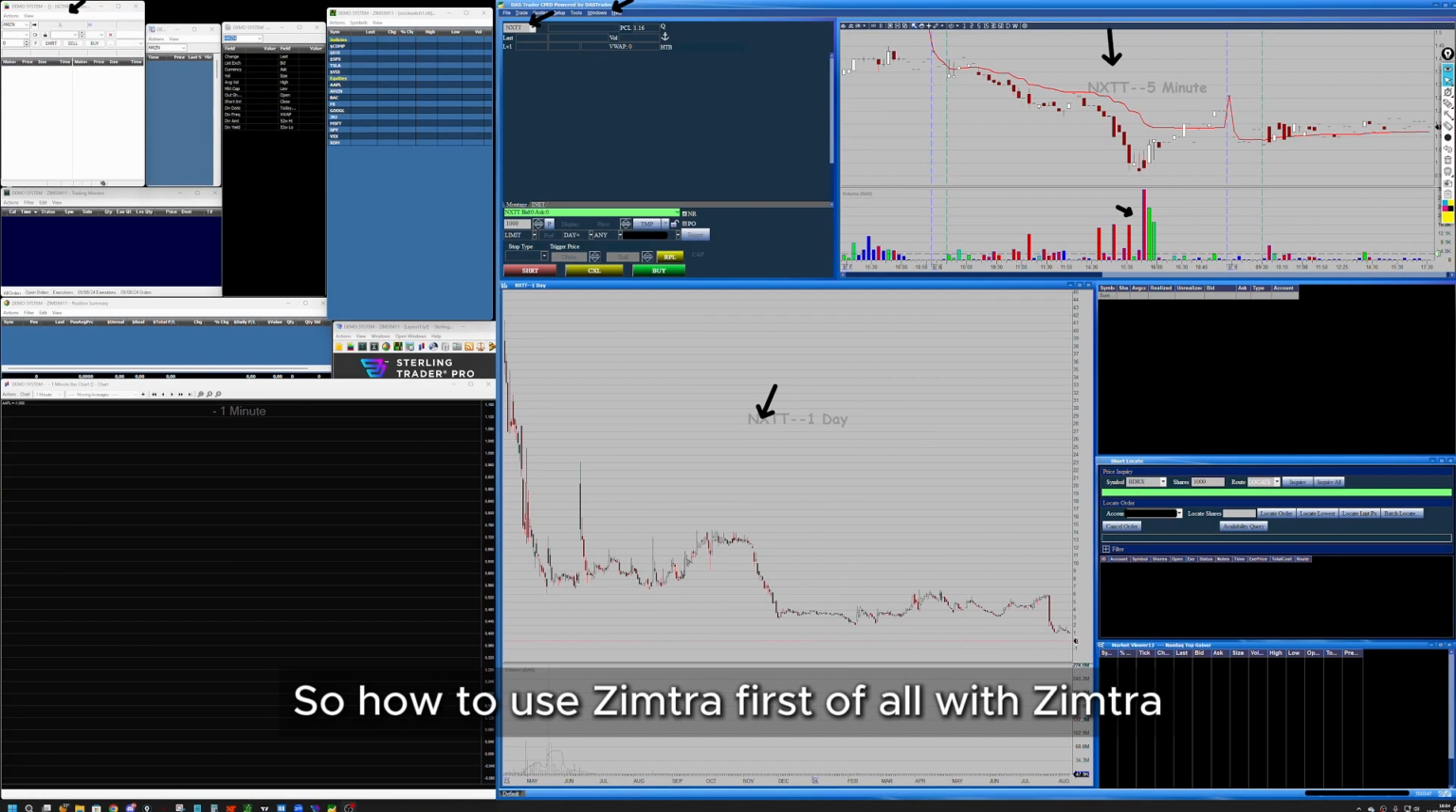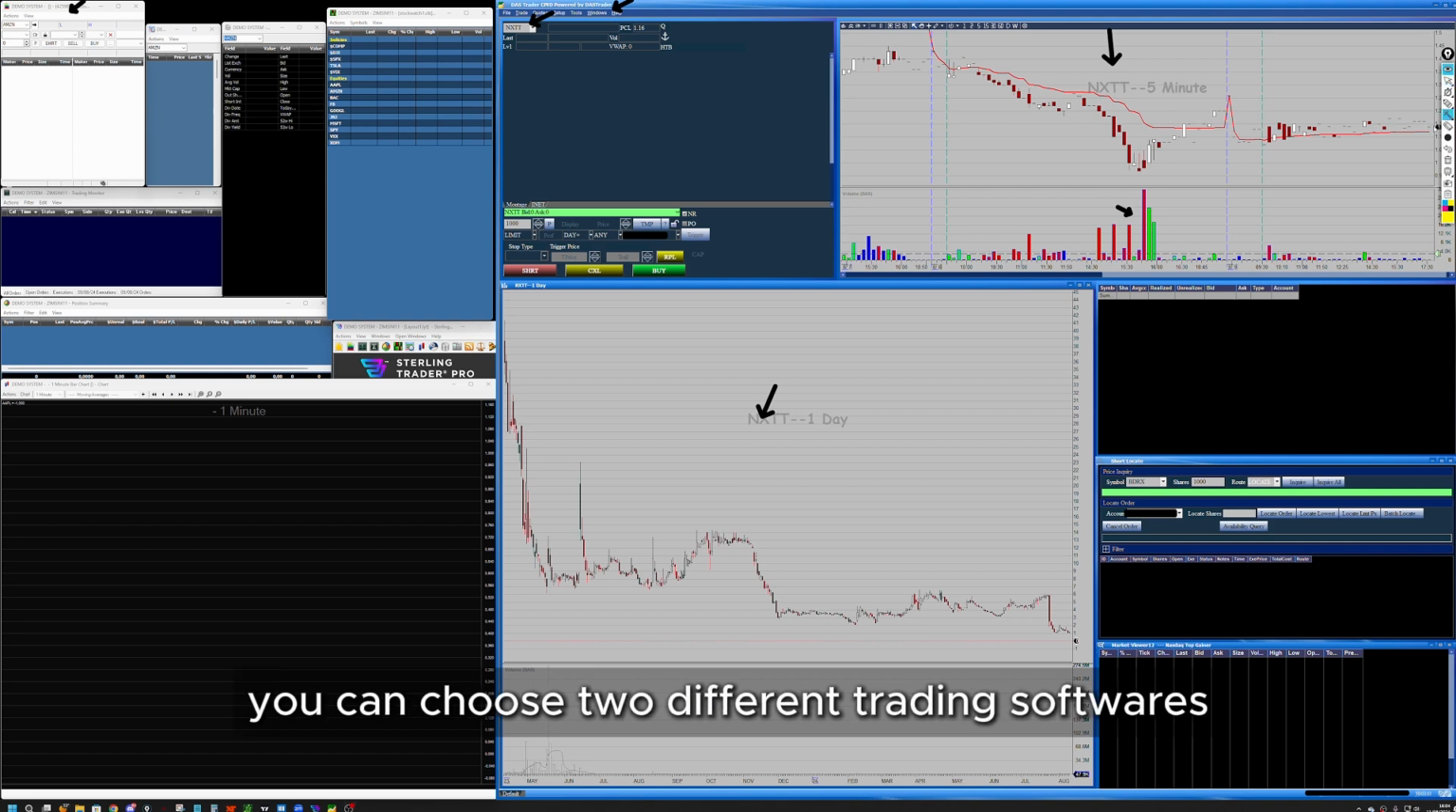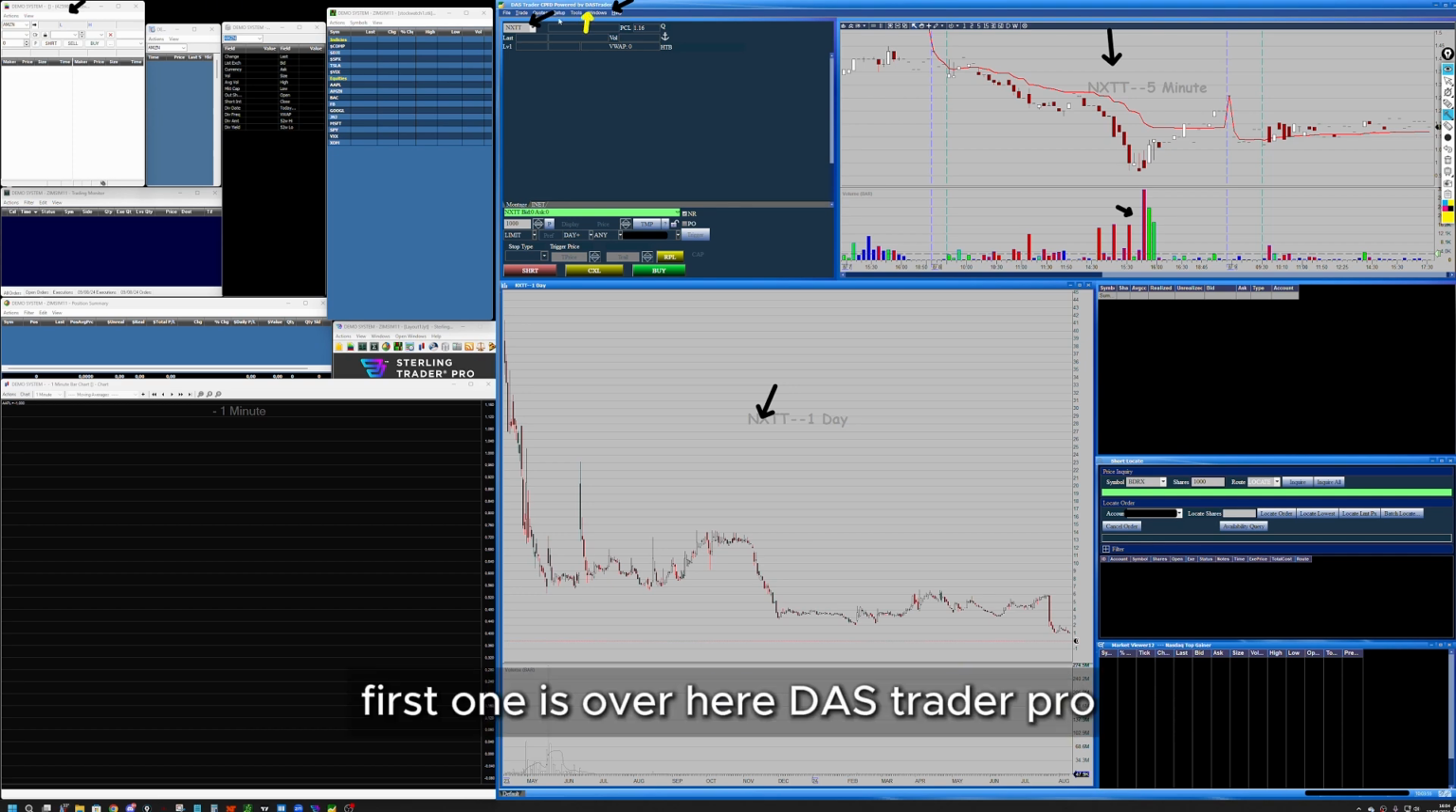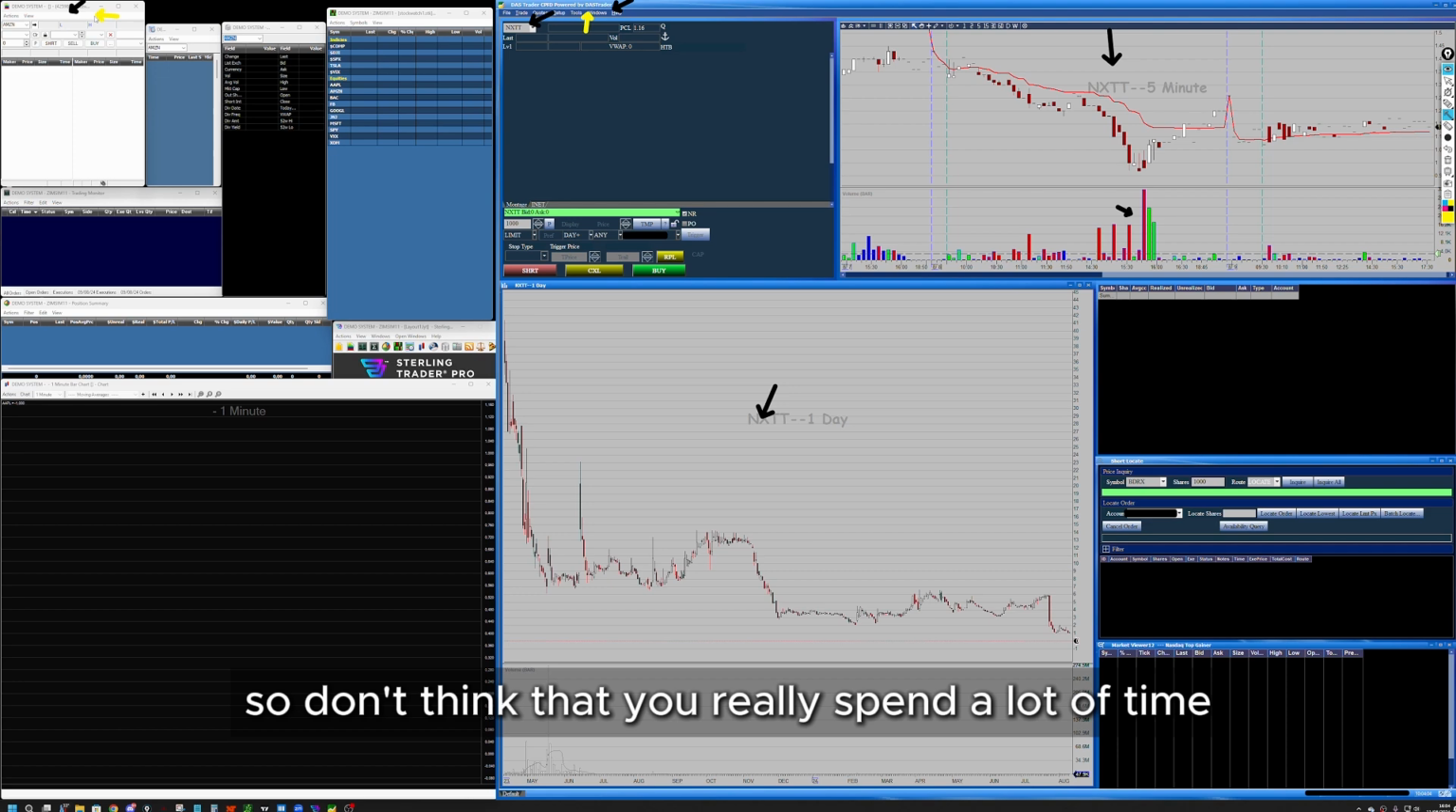So how to use Zimtra? First of all, with Zimtra, you can choose two different trading softwares. First one is over here, JTrader Pro. Second one over here, Sterling. Both are very used, professional. They are simple to learn, so don't think that you really spend a lot of time.